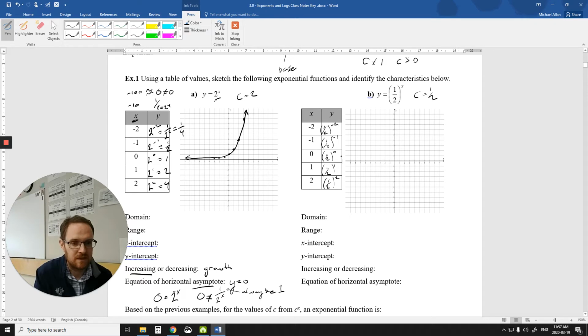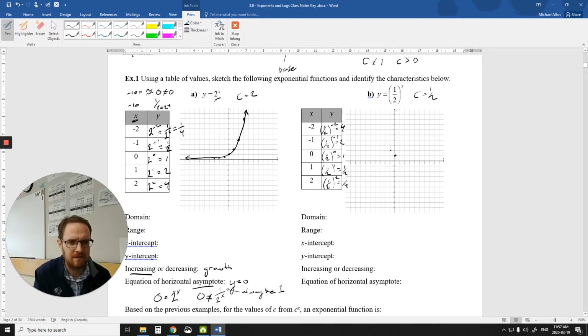So anything raised to the power of 0 is 1. This is going to take the reciprocal. So this is a 2. This will take the reciprocal after squaring it, or you can take the reciprocal first and then square it. They'll end up as 4 either way. And here we got a half, and here we got a quarter. Okay, so let's put some of these points in here.